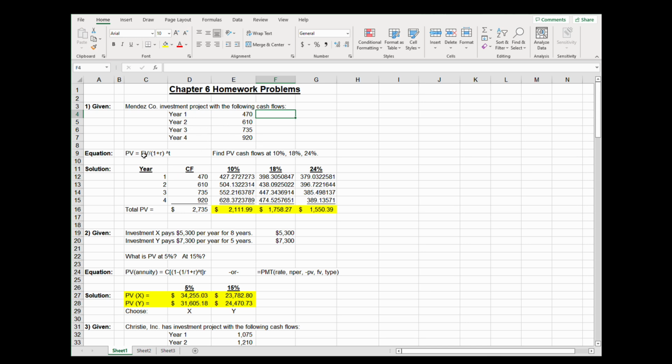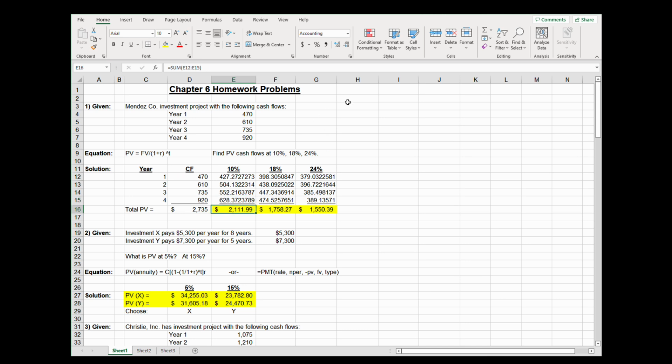So we're going to use present value equals future value over 1 plus R to the T. And first we're going to do it at 10%. We're going to discount these back at 10%. So we ask ourselves, how far away from today are we? With the year 1 cash flow, we're 1 year away. So I would take 470 divided by 1.1 to the first, and then 610 divided by 1.1 squared. And then 735 divided by 1.1 cubed, and 920 divided by 1.1 to the fourth.